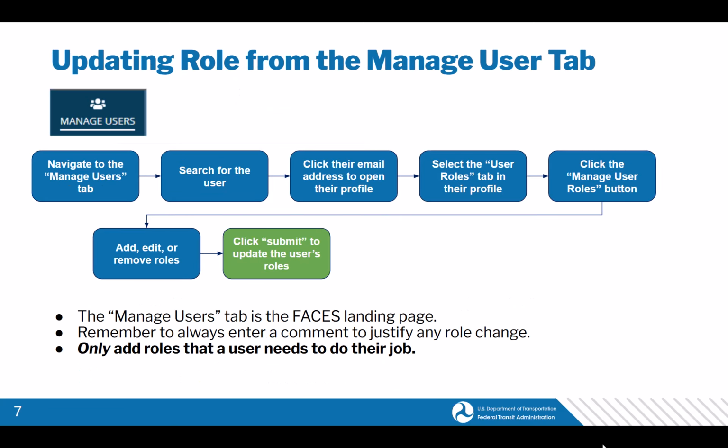Next, let's look at how to update roles for an existing user. First, you're going to navigate to the Manage Users tab in FACES. This is actually the landing tab in FACES. Next, you will use the search functionality to search for the user, and then click their email address to open their profile. From there, you will select the User Roles tab in their profile and click the Manage User Roles button. Here you can add, edit, or remove roles, and then click Submit to update the user's roles.